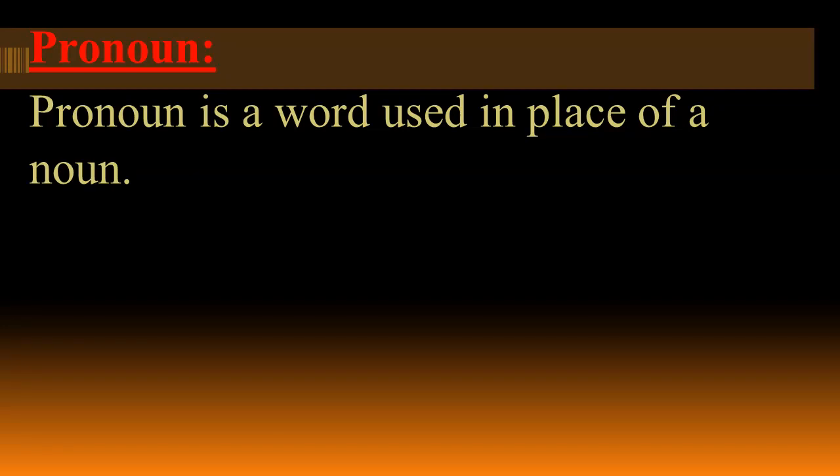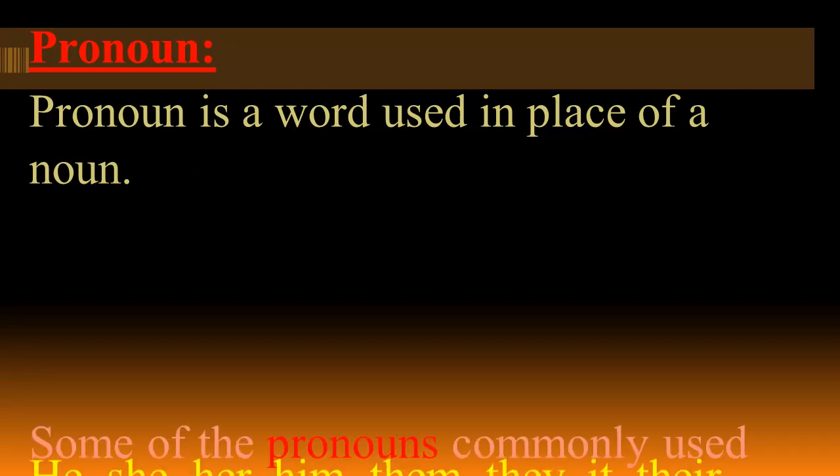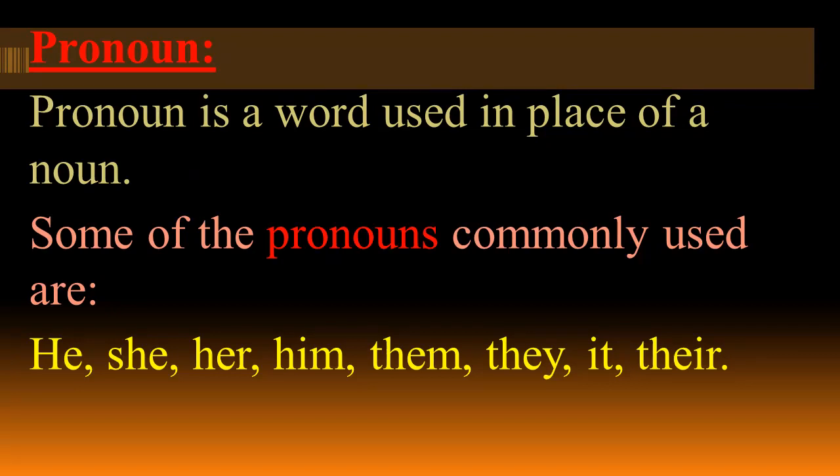What is a pronoun? A pronoun is a word used in place of a noun. A pronoun is a word that replaces a noun in a sentence. Pronouns are used to avoid repeating the same nouns over and over again. Pronoun, as the name says, is something that comes in place of a noun.